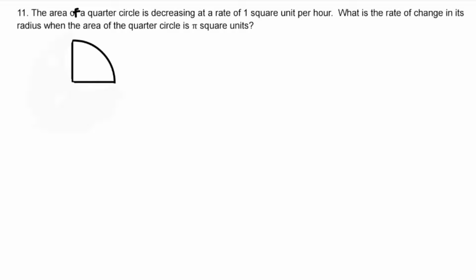I need to take a second. I knew a quarter circle is beyond my usual drawing skills. So the area is decreasing 1 square unit per hour. Okay, so dA/dt is -1.